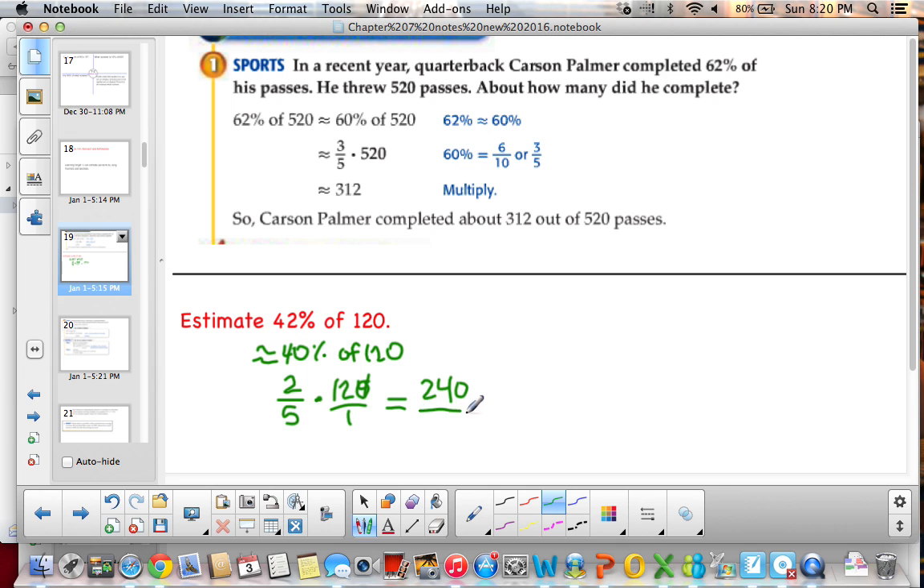And then we have 240 fifths, because 2 times 120 is 240, 5 times 1 is 5, and then that equals 48. So 42% of 120 is approximately 48.